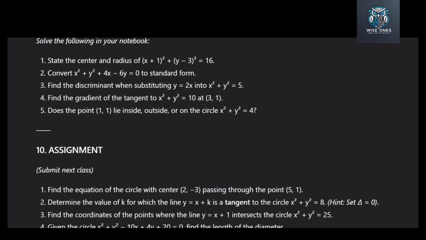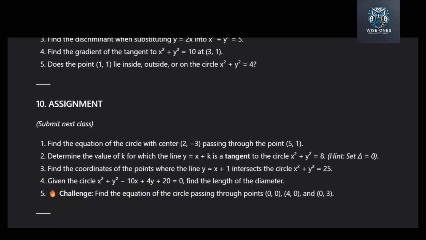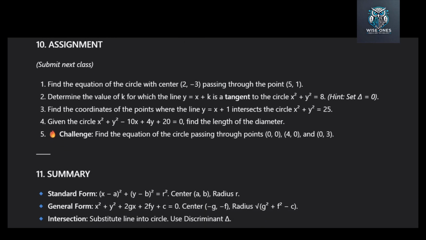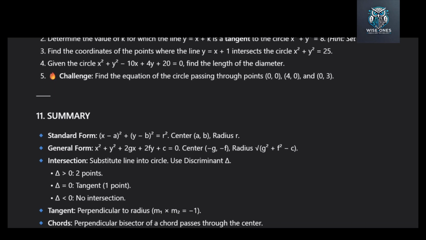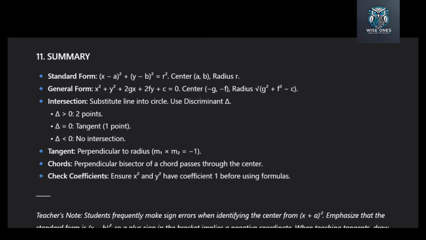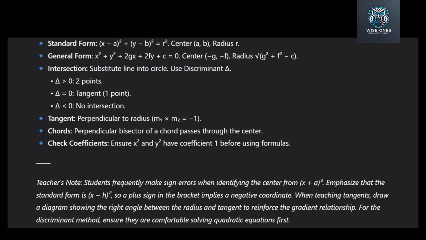Intersection. Substitute line in the circle. Use discriminant delta. If delta greater than 0, 2 points. If delta equals 0, tangent, 1 point. If delta less than 0, no intersection. Tangent is perpendicular to radius. Gradient product is -1. Chords. Perpendicular bisector of a chord passes through the center. Check coefficients. Ensure x² and y² have coefficient 1 before using formulas.